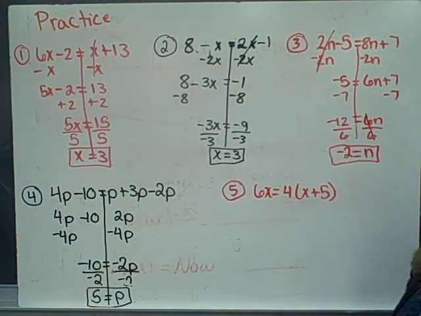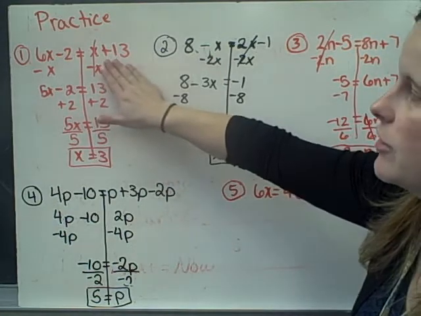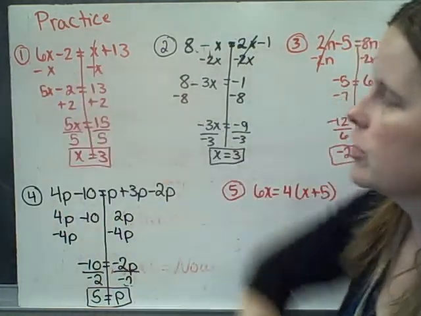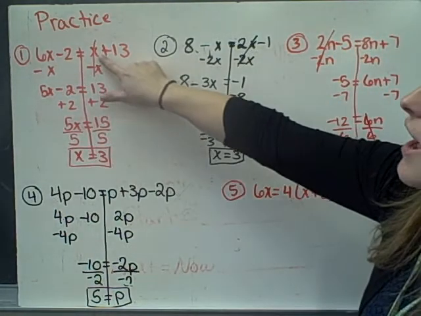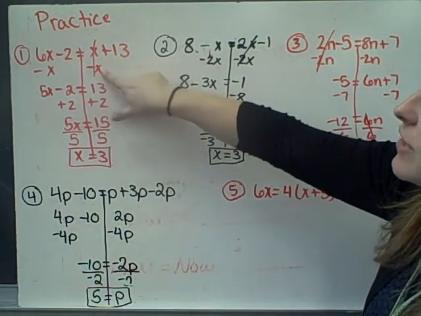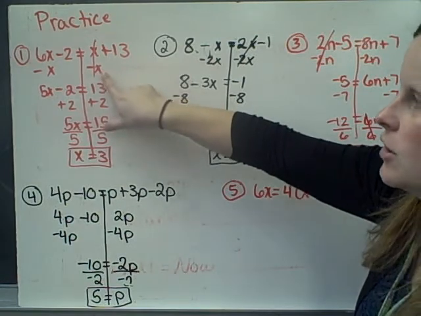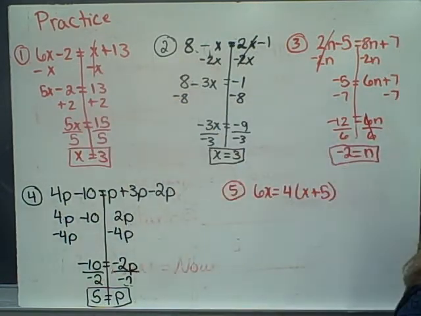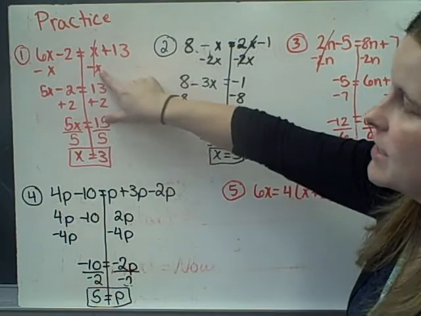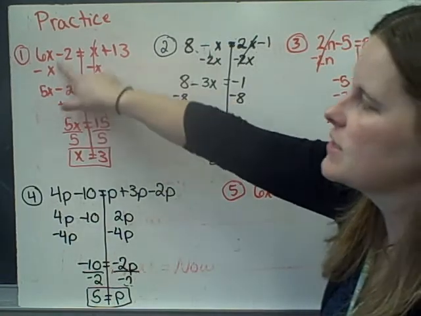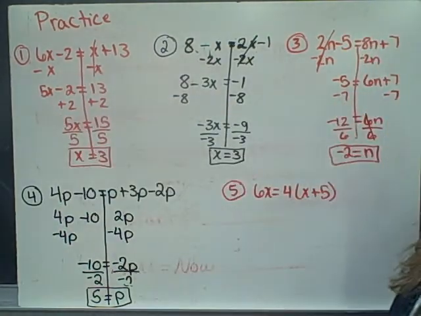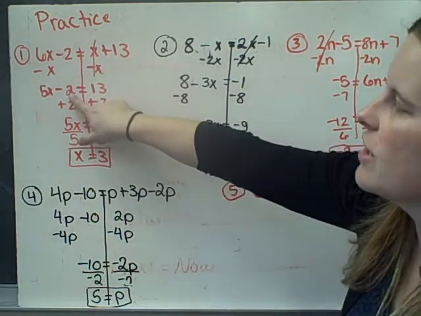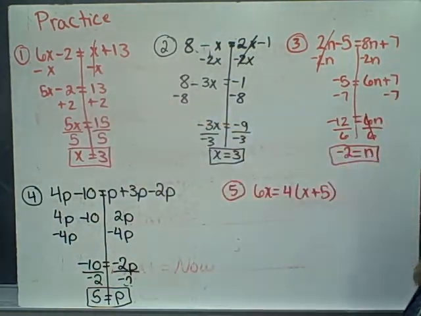So I move on. Third step is to get your variable on one side of the equation. Well, I'm going to go ahead and move my variable from here over to here. Okay, so I have 1x, so the way to get rid of it is just subtract 1x. What I do to one side, I must do to the other. So x minus x gives me nothing. 6x minus x gives me 5x. And then, of course, I still have my minus 2 equaling 13.